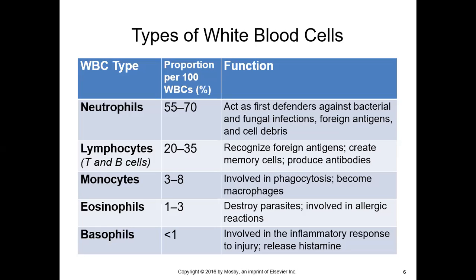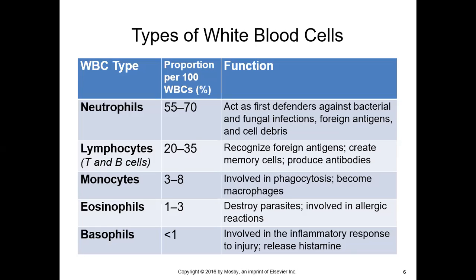So for this, if we're looking at 100 white blood cells, 55 to 70, that percentage would be the number of neutrophils because we need them. They respond quickly to any type of potential invader, and that could be infection or inflammation. And so we use them very quickly.